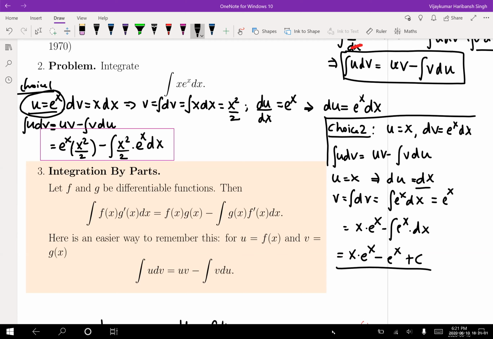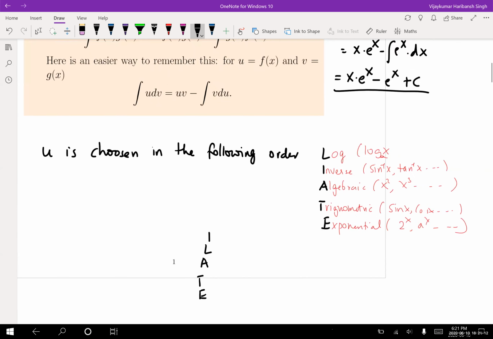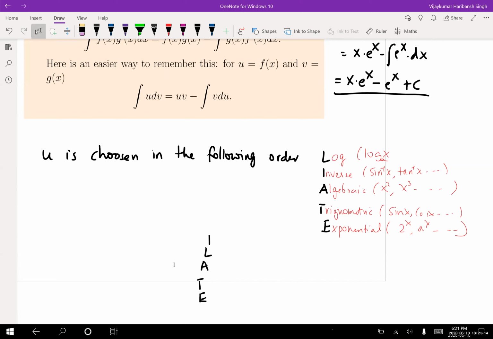Whereas if you look at this part here, you took u to be x, and then in the next step du simply became dx. So you simplified. This is the order in which the derivatives simplify, more or less. Exponential derivatives are themselves, so they don't really simplify much. Whereas for algebraic terms, the derivative becomes 2x, then 2, and so on. So this is how you choose u.